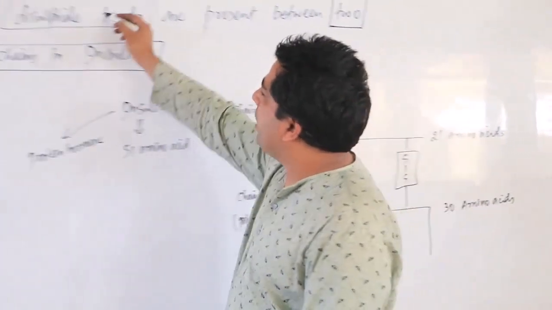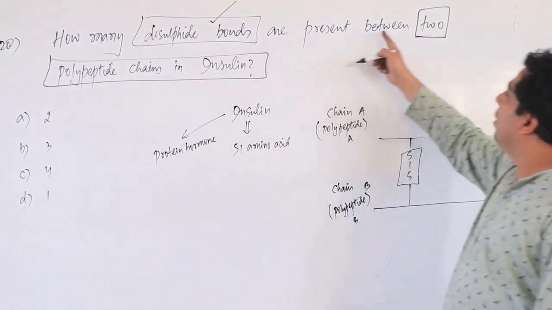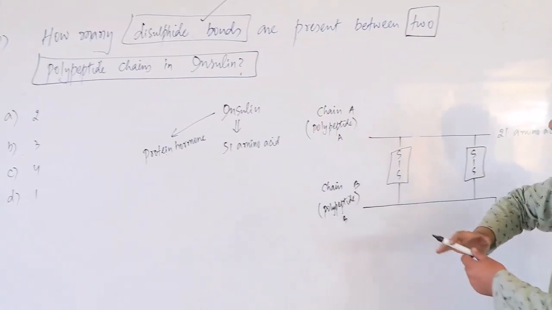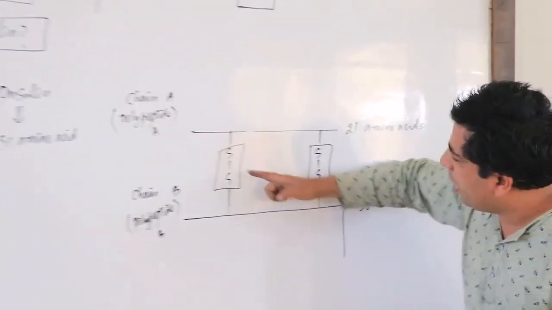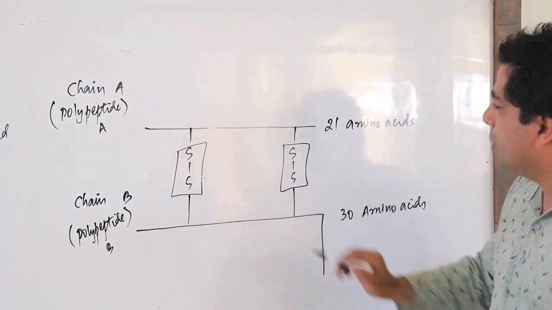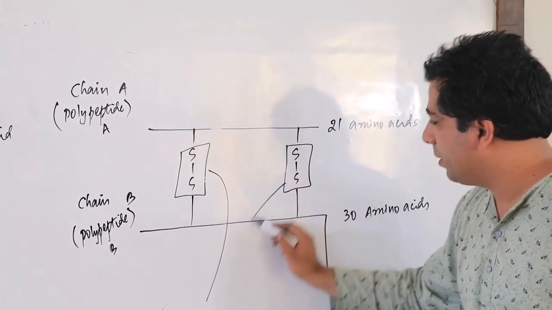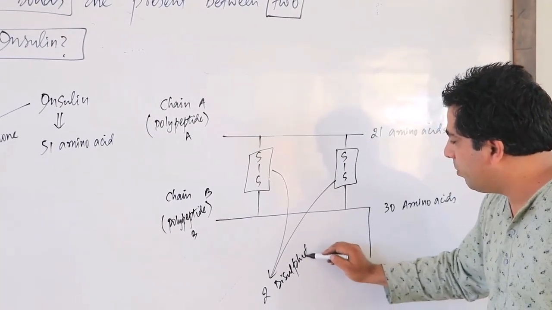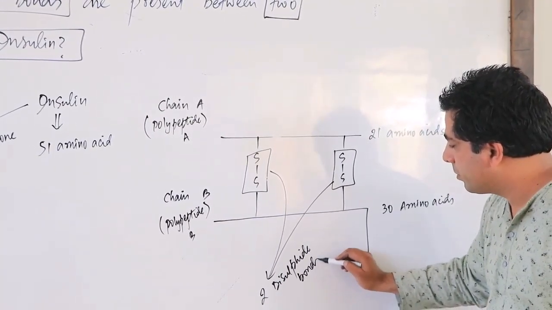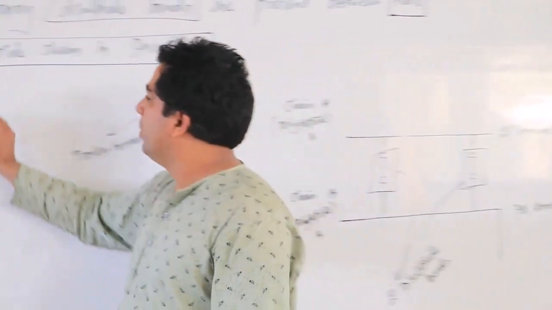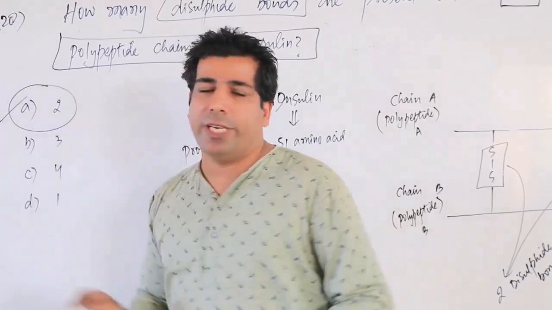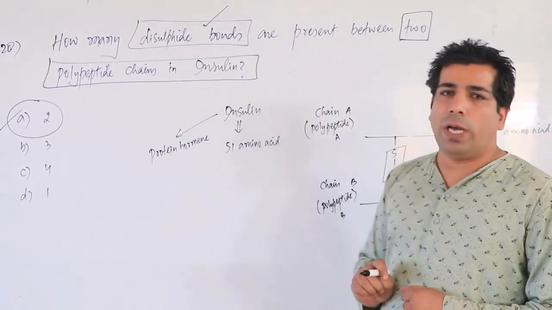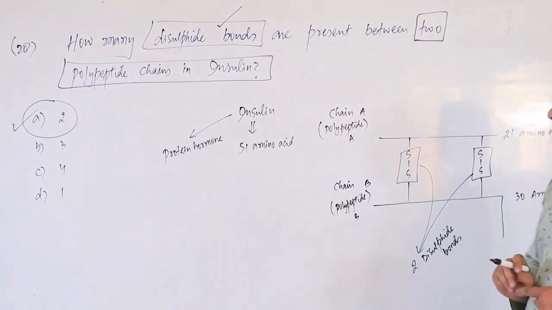The question tells us how many disulfide bonds are present between two polypeptide chains in insulin. So between polypeptide chain A and B, how many disulfide bonds are here? So we have here, my dear friends, two disulfide bonds. Correct? So the answer will be 2. Between two polypeptide chains in insulin, there are two disulfide bonds. And you know one more disulfide bond is also there. Have a look.